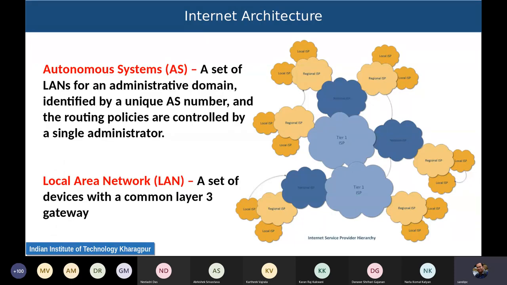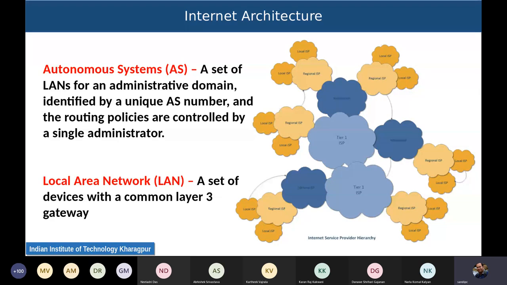Now, an autonomous system is a set of LANs in an administrative domain identified by a unique autonomous system number, and the routing policies are controlled by a single administrator. There is a bit of difference between an ISP and an AS. A single ISP might be a single AS, but the ISPs basically provide network services to their clients. If the client controls a large part of the network, the client can design its own policy about how it is going to control the network.